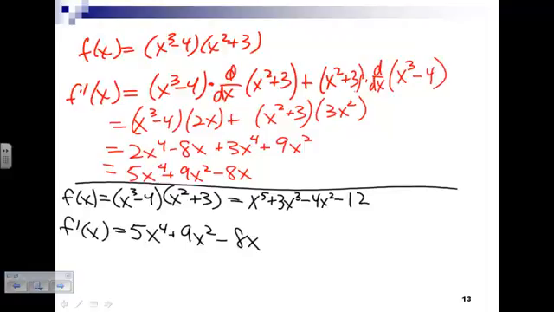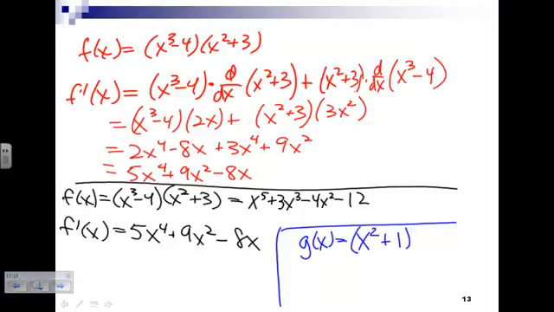Now, the problem is that we can't always distribute the two functions. That's a legitimate question. What if g of x is equal to x squared plus 1 times the sine of x? What pain. How do you do it? I guess x squared times sine x, that gives me x squared times sine x plus 1.